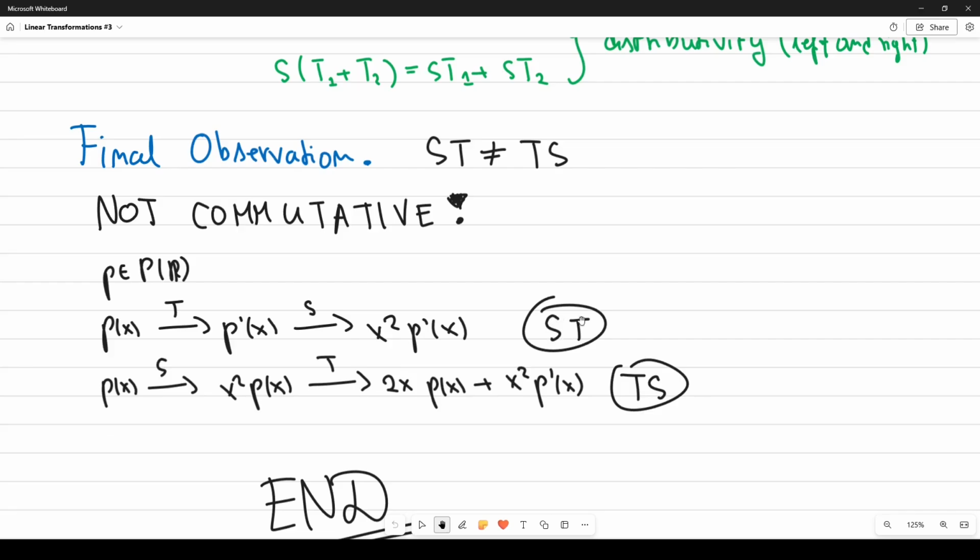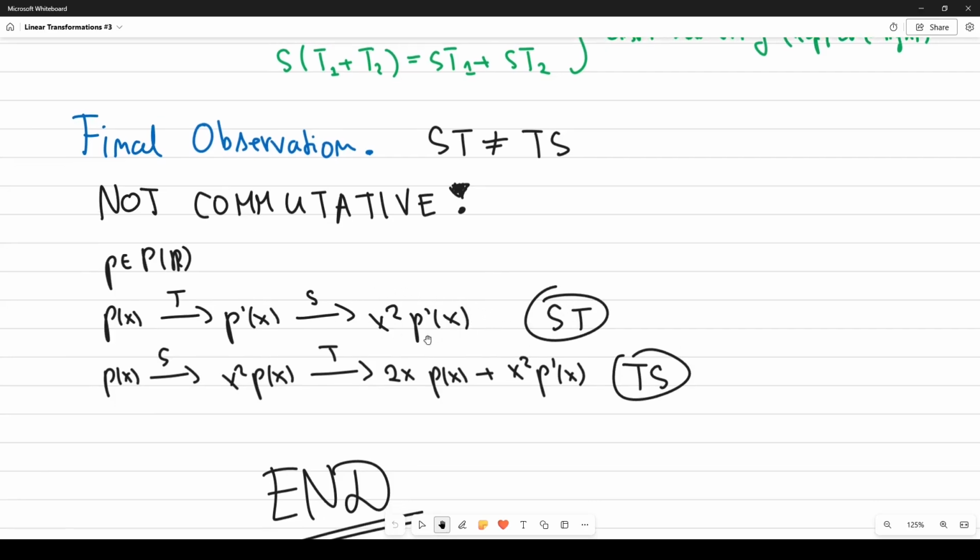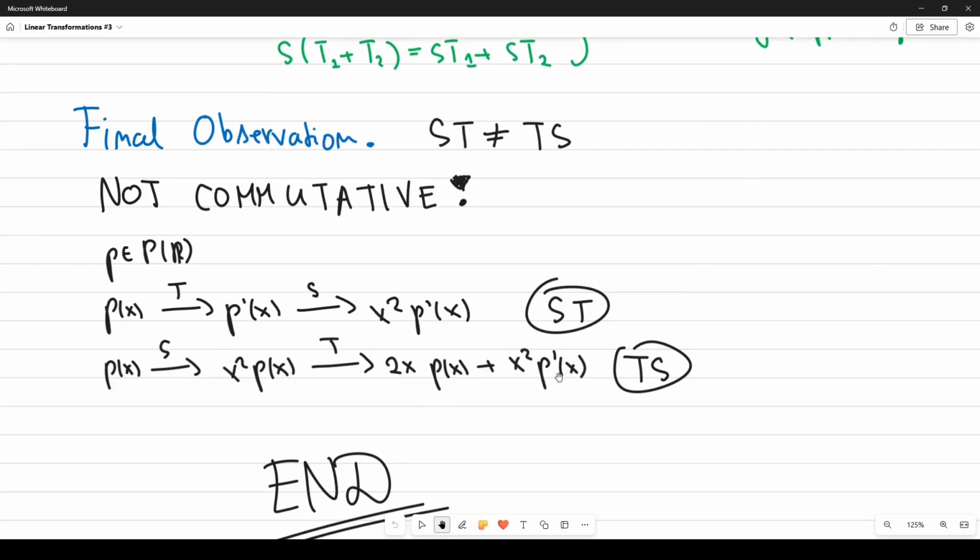So this is one product of two linear transformations. This is S times T. I do T first, I get the result, and then to the result I apply S. So this is the result of S times T. Now let's change up the order. Let's do S first. So let's multiply by x squared. We get this, and let's take the derivative then. Well, then we get this.